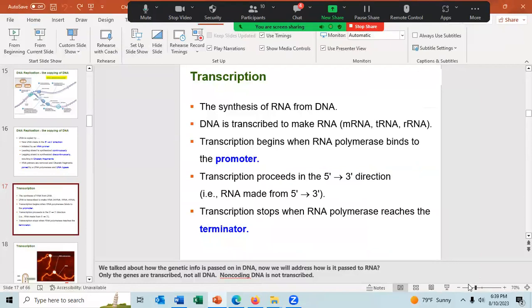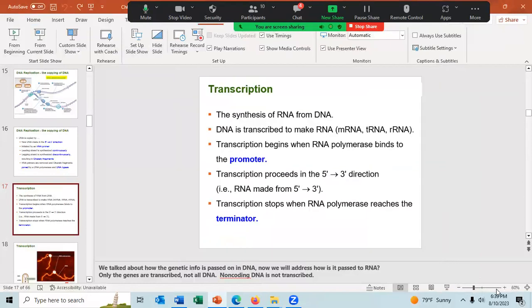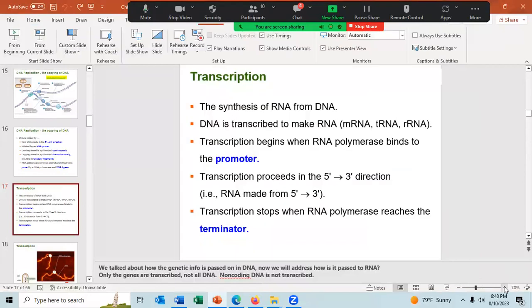So let's talk about RNA transcription. Transcription is the synthesis of RNA from DNA. The DNA is transcribed to make RNA. The RNA can be either messenger RNA, tRNA, or rRNA.